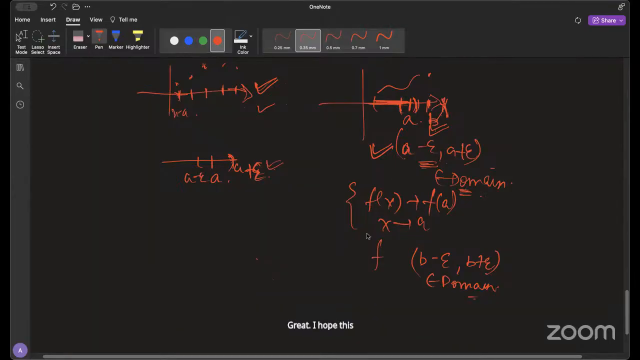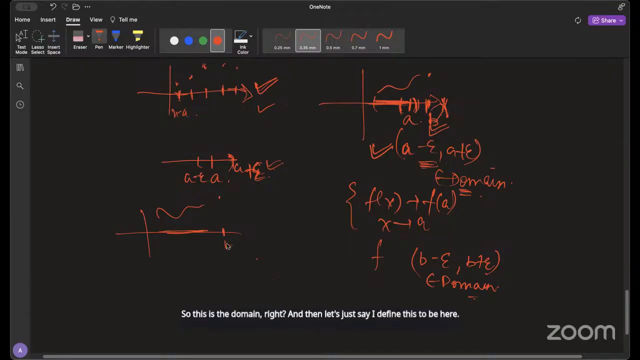I hope this part is clear. Yes, ma'am. But I just want to understand, ma'am, is B part of the domain? Is it in the domain? Yes, it is. If you've defined the function here, it's in the domain, right? Okay. So if this is your function, let's just say, so this is the domain, right? And then let's just say I define this to be here. Then this is also in the domain. So this union, this B is in the domain, right?